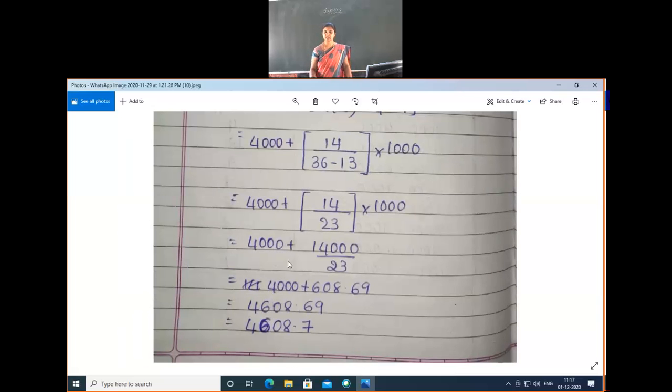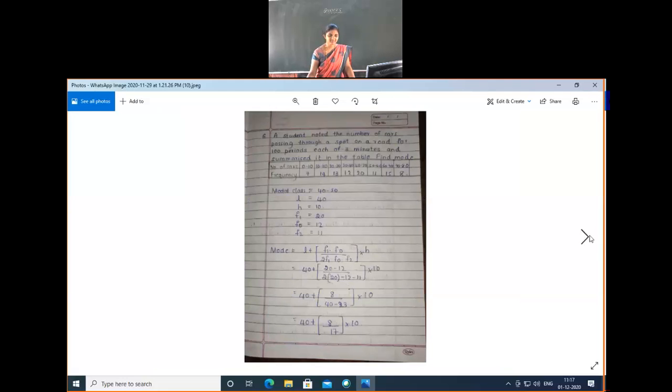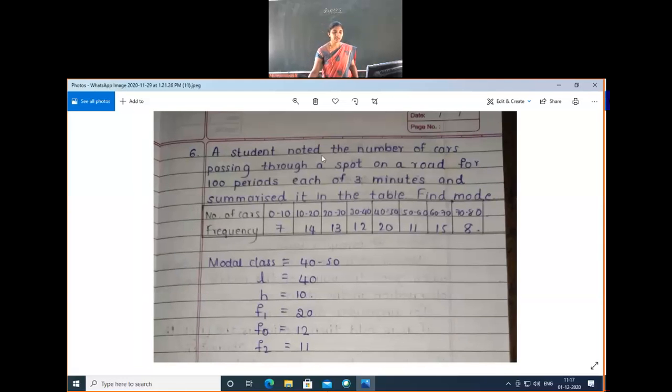Got the idea of this one now? Modal class. So this L, H, F1, F0, F2. Now substitute and simplify. This substitution and simplification is very easy. So 4608.7. Okay. Is that clear? The same answer you have got now? Yes. Now next, sixth question.